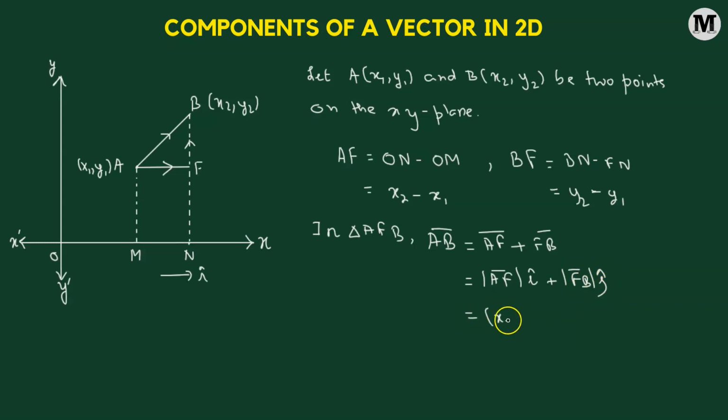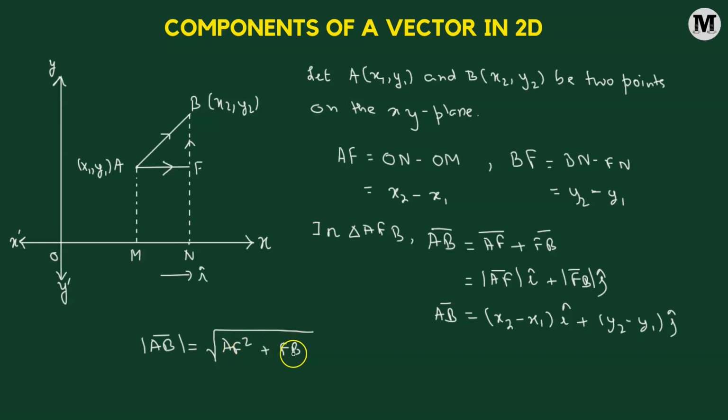So AF, we have already defined it as x2 minus x1. So we have x2 minus x1 times i cap added to y2 minus y1 times j cap. So this is going to be our vector AB. So here we have successfully defined the vector AB in terms of the coordinates of the two points. Now that we have the AB vector, we can also find out its magnitude. So the magnitude of AB is simply going to be equal to the square root of AF squared plus FB squared using the Pythagoras theorem, and this is going to be equal to the square root of (x2 minus x1) squared plus (y2 minus y1) squared.